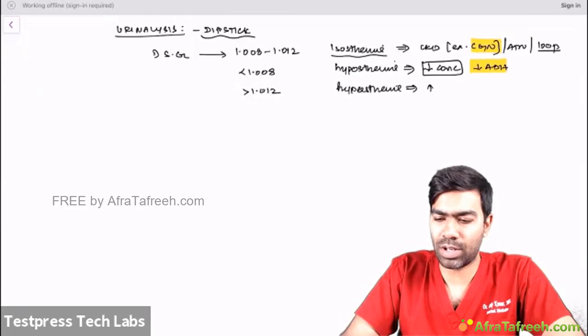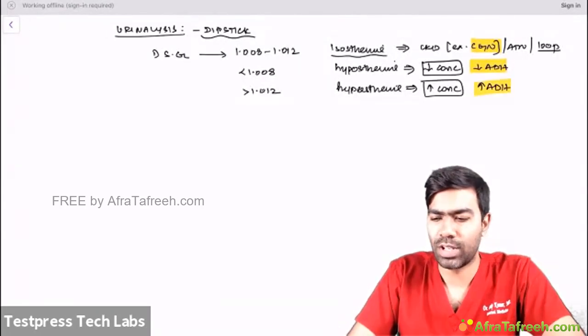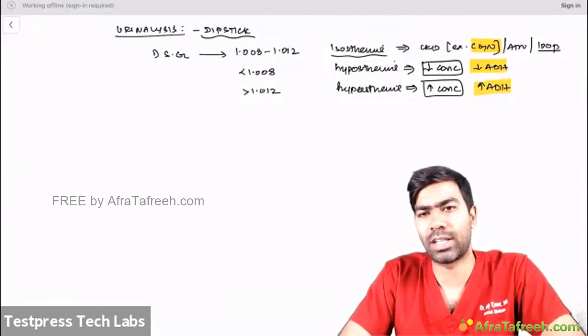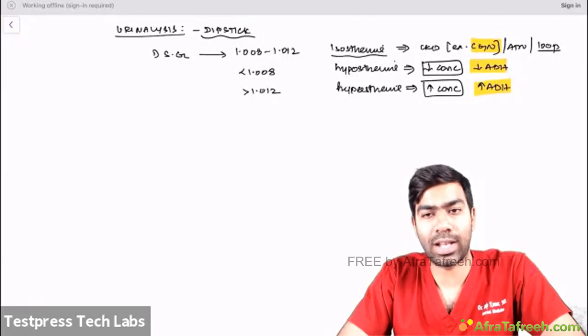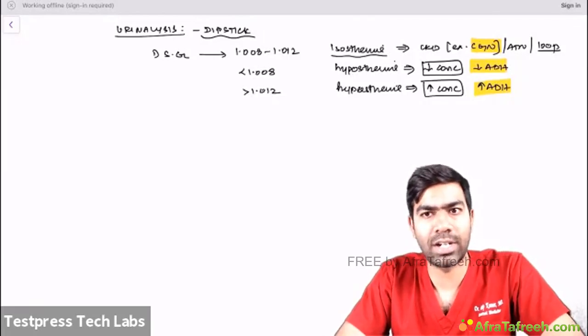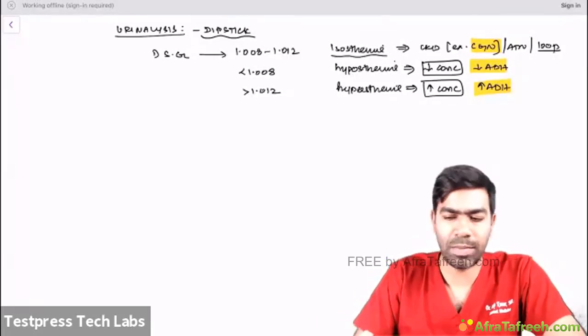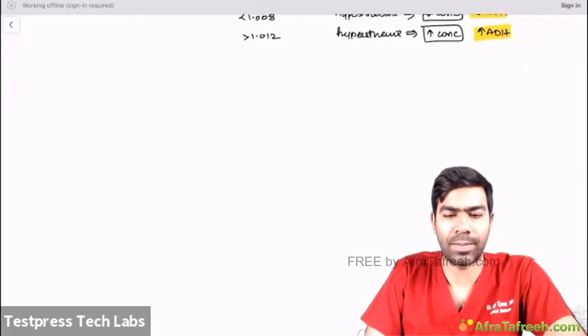Whenever hypersthenuria means you are going to have a higher concentration, which means you're having a high ADH in this perspective, the best example is syndrome of inappropriate ADH secretion, or probably it could be due to RAS hyperactivation in the setting of volume depletion and dehydration, where the concentration will be much higher. So this is all about the specific gravity.